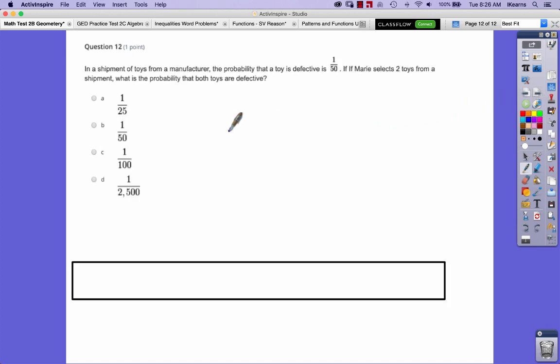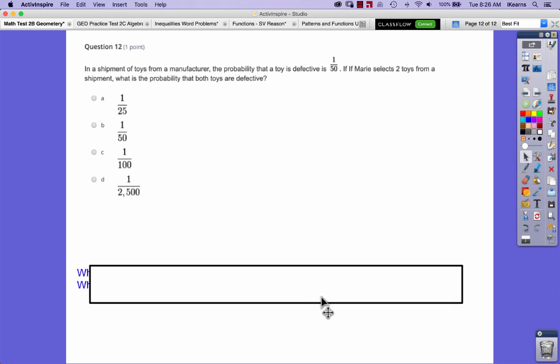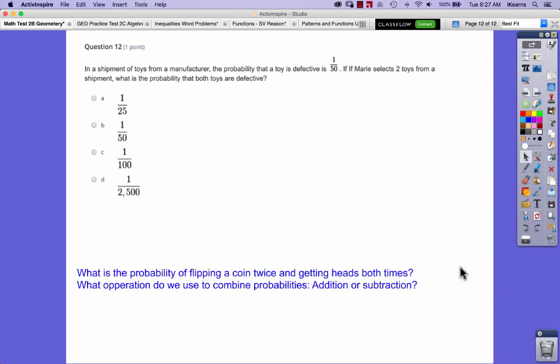All right, question 12. In a shipment of toys from a manufacturer, the probability that a toy is defective is 1 out of 50. If Marie selects 2 toys from a shipment, what is the probability that both toys are defective? Okay, and you got 1 over 25, 1 over 50, 1 over 100, and 1 over 2,500. All right, so I'm going to draw a connection here to try to help you figure out how to answer this one. And I always draw the connection to flipping a coin. So what is the probability of flipping a coin twice and getting heads both times? Okay, very similar to what we're talking about here.